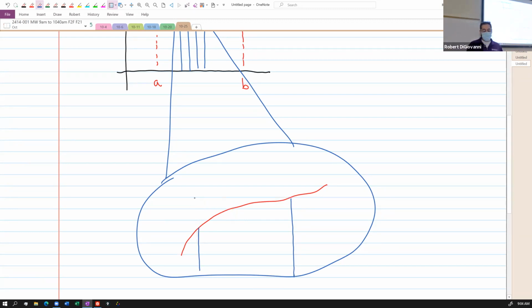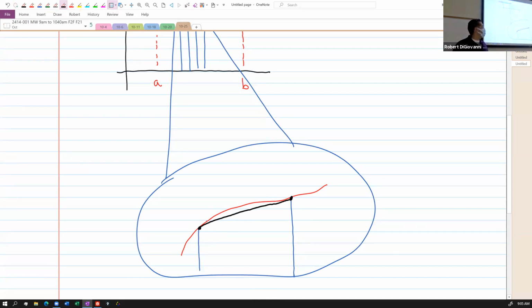What I want us to think about is if we were to approximate the length of this red curve between where the rectangle hits here and here, we could approximate it with a straight line, right? So just connect this point to this point with a straight line.